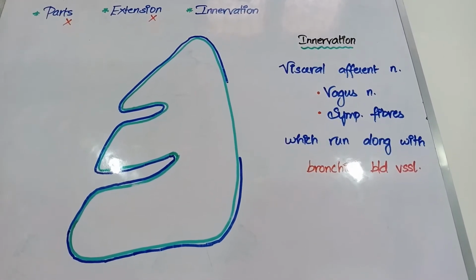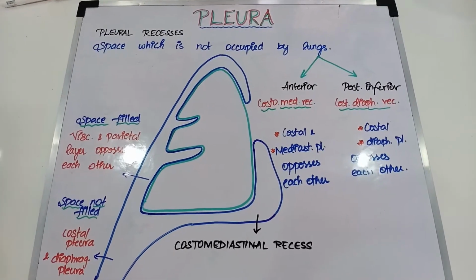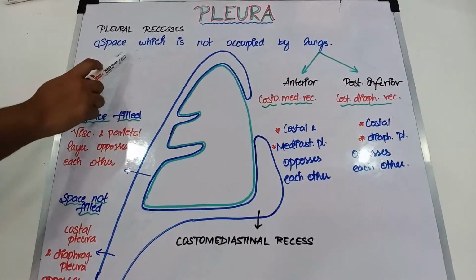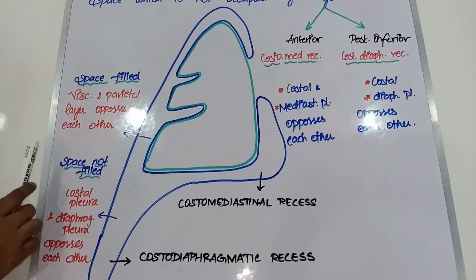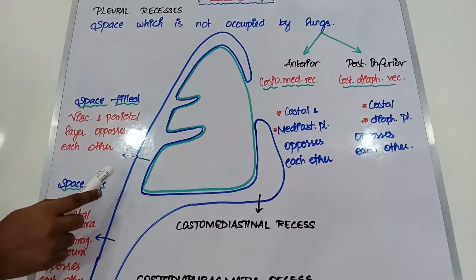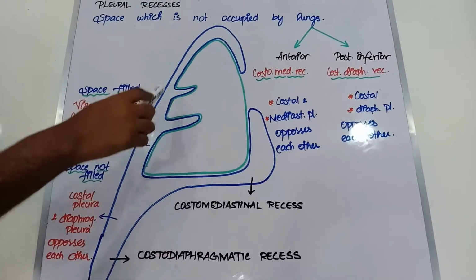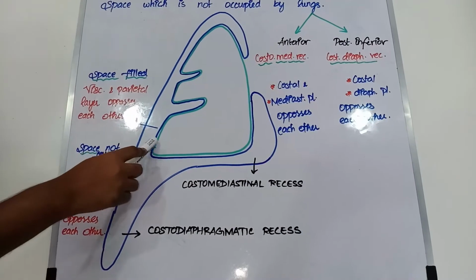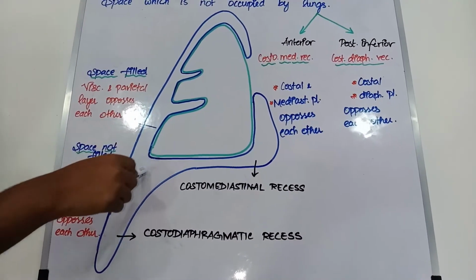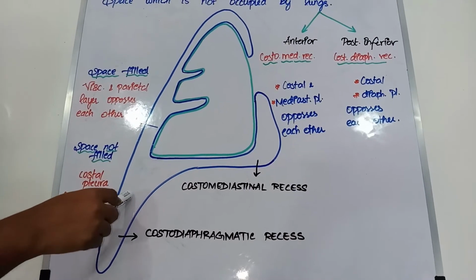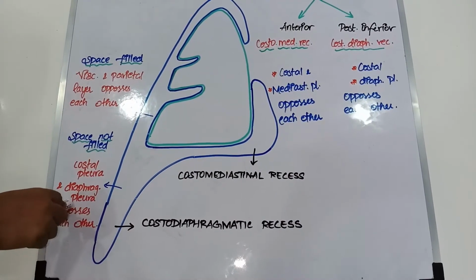Now we'll see about the pleural recesses. The space which is not occupied by the lungs contributes to the pleural recesses. So what is meant by that? If the pleural cavity is occupied by the lungs, then the visceral pleura and the parietal pleura oppose each other. If the lungs are not occupying the pleural cavity, then two layers of parietal pleura oppose each other.